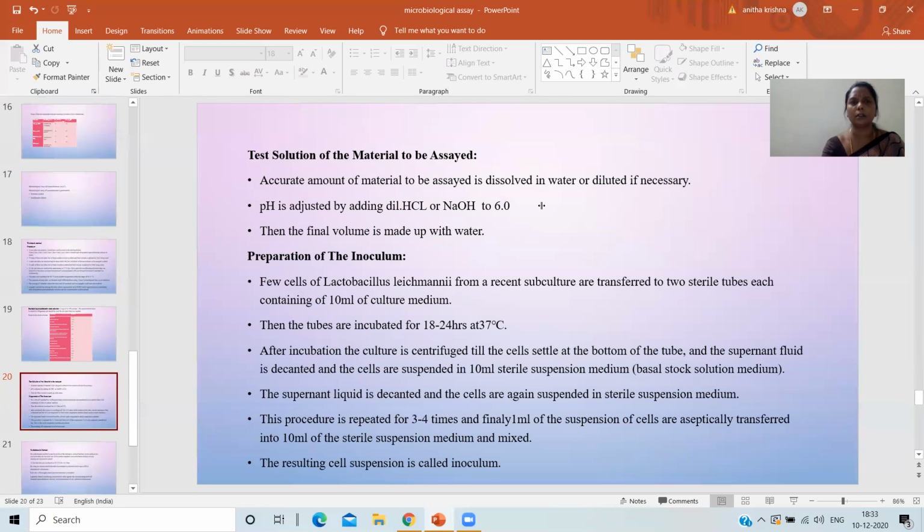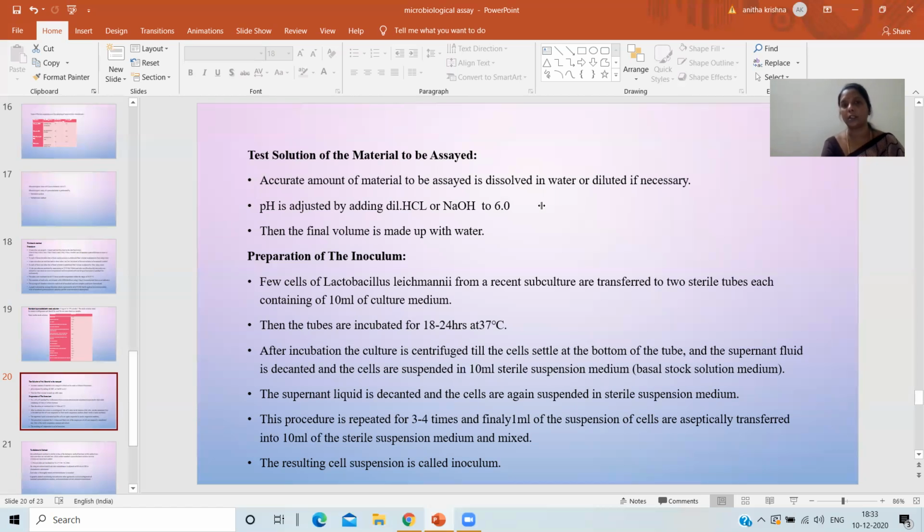Before talking about the titrimetric method, let's see how you make your test solution and your inoculum. First, the test solution: you take an accurate amount of the material that is to be assayed and dissolve it in water or a suitable diluent. Then the pH has to be adjusted to 6 by adding either HCl or sodium hydroxide, and the final volume is made up with water. That is how you make your test solution.